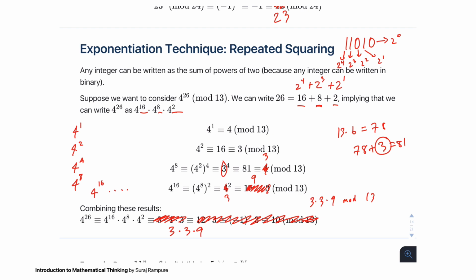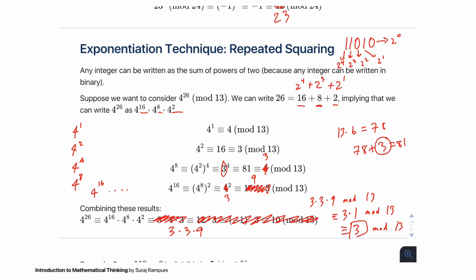So what's 9 times 3? 27, which is 1, because it's 1 greater than a multiple of 13, which is 26. So I can say this is 3 times 1 mod 13, which is 3 mod 13. Is that clear? So what we did is we rewrote 26 as 2 plus 8 plus 16, and then used this technique of repeated squaring to determine what 4 squared, 4 to the 8, and 4 to the 16 were. And we simplified as we went, making our numbers relatively small.